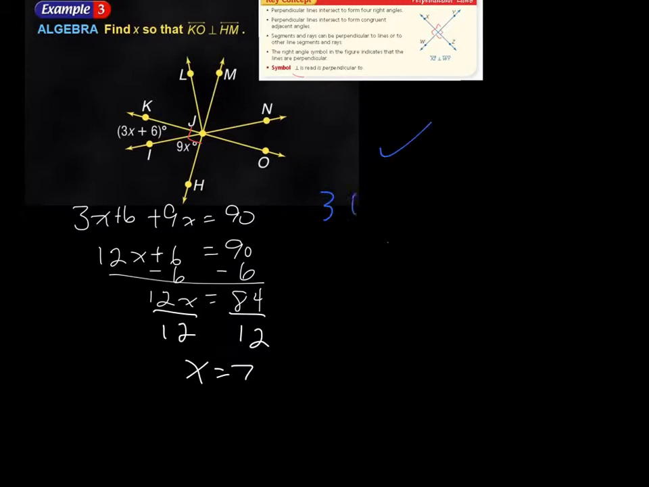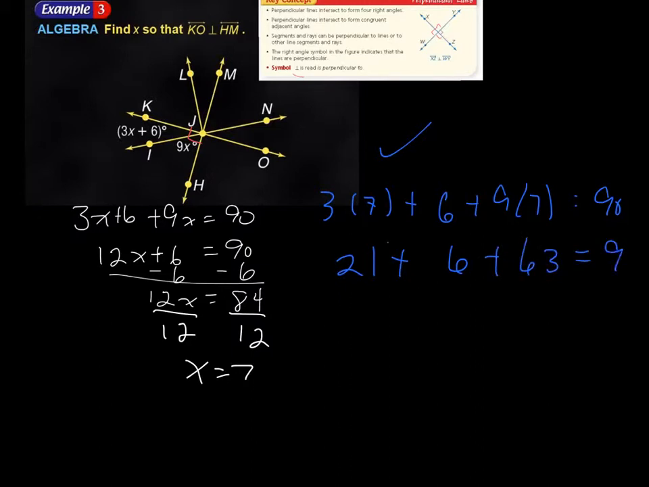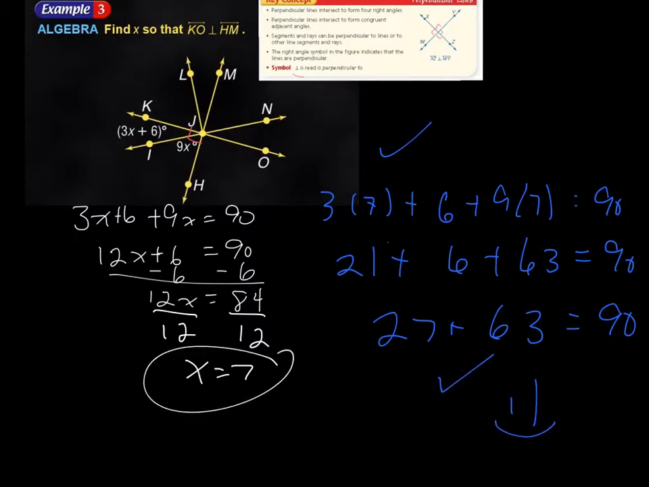So we'd have 3 times 7 plus 6 plus 9 times 7, we hope equals 90. So 21 plus 6 plus 63, does it equal 90? 27 plus 63. Yep. It worked.